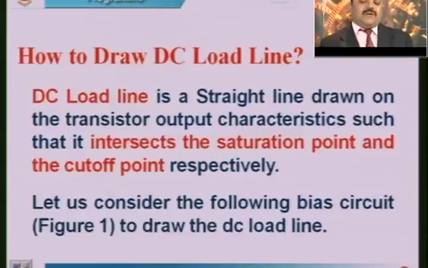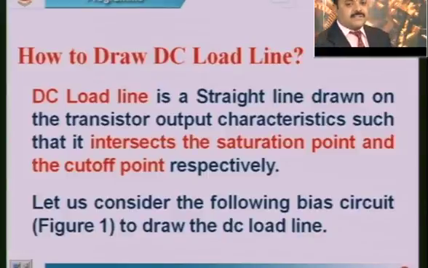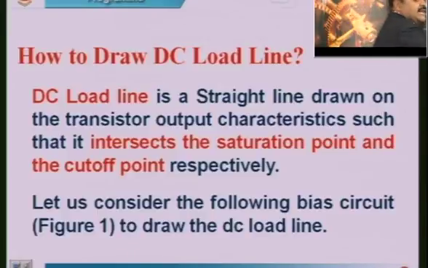What is the DC load line and how to draw it? The DC load line is a straight line drawn on the output characteristics of the BJT, which intersects the saturation point and the cutoff point respectively. Before going to the DC load line, we need to know what the output characteristics of BJT in CE configuration are. Let us draw the output characteristics on the board.